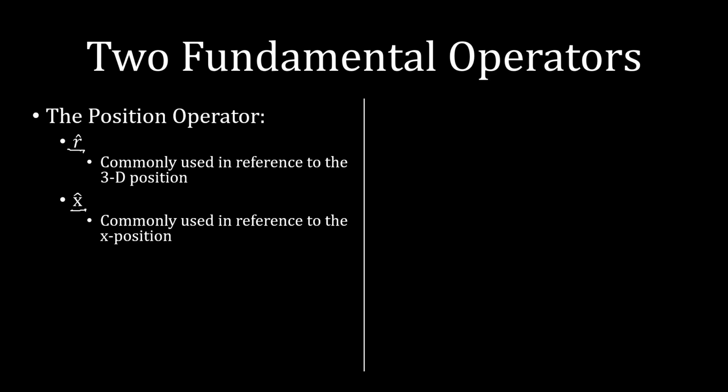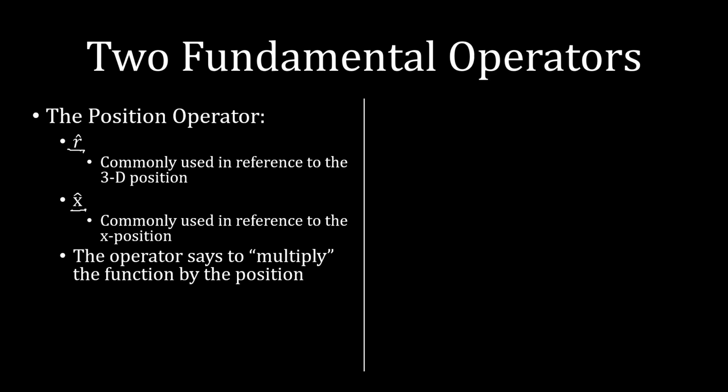And again, operators are instructions. So the position operator, the instruction is to multiply the function by the position. So we see that when we apply x hat to f of x, so this is applying the position operator to a function f of x, that just means multiply x, our position, by the function.